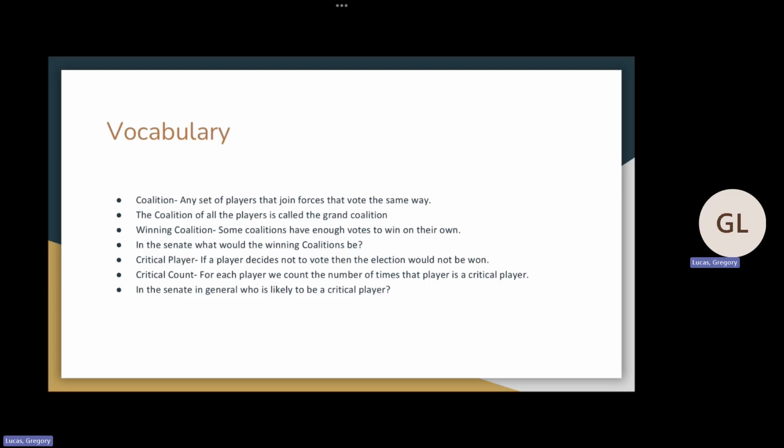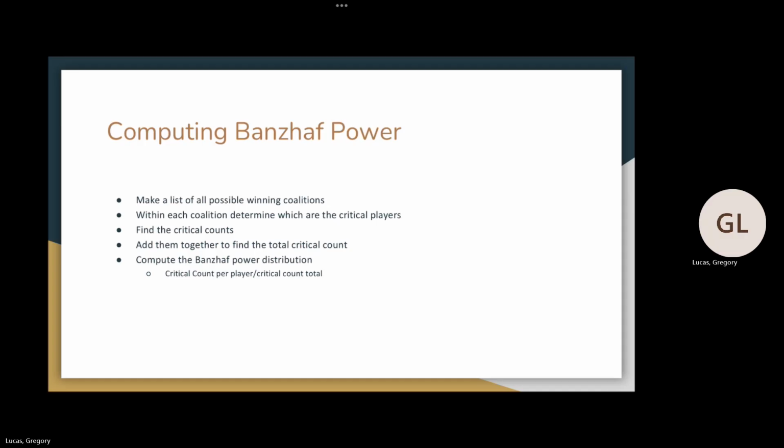In the Senate, in general, who is likely to be a critical player? What do you think? I'll let you think about this one. I won't give you the answer on this one, but write this one down in your notes. Who would be a critical player? If we have 3 players and someone doesn't decide to show up, is that enough for a bill not to pass? Okay, but now let's actually compute something.